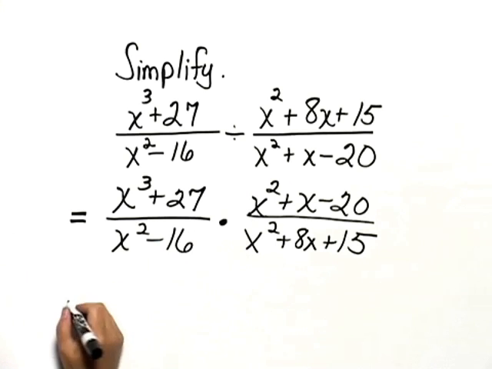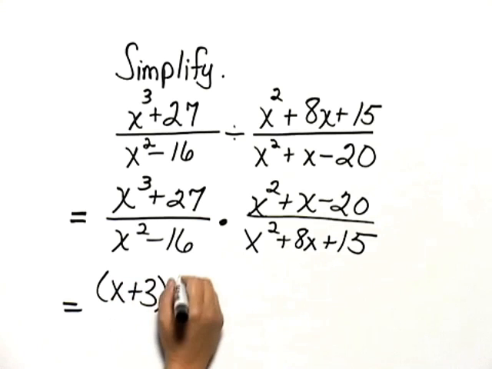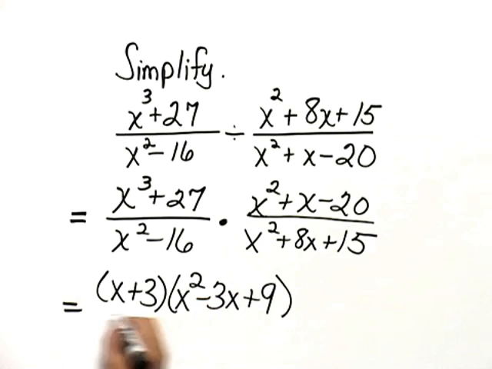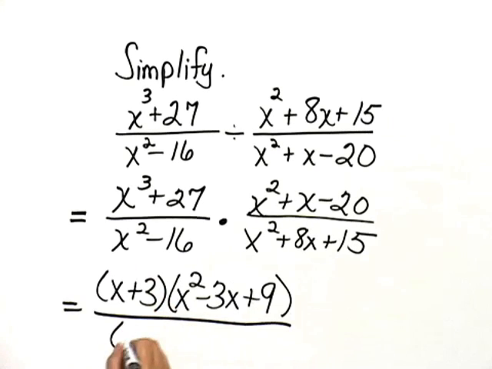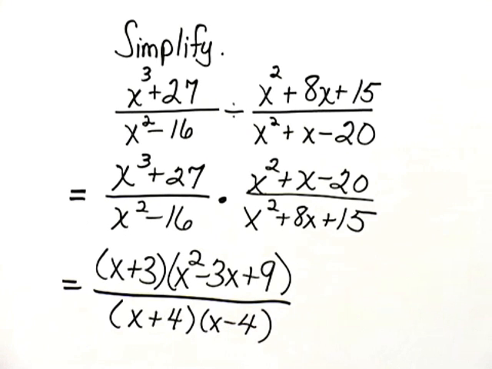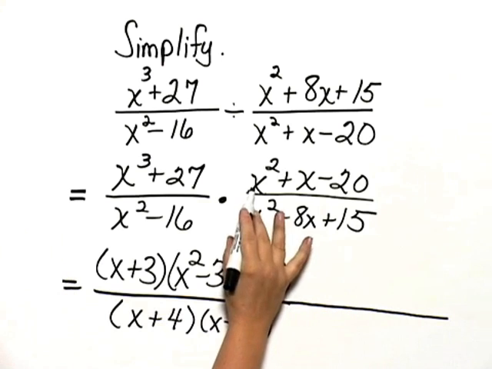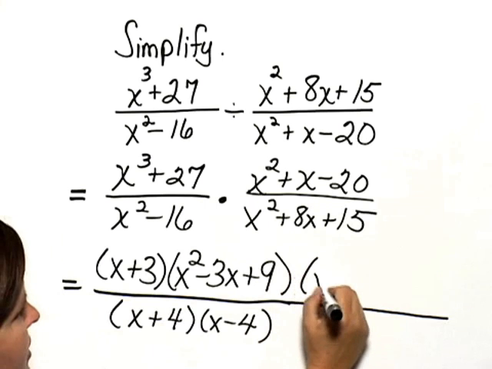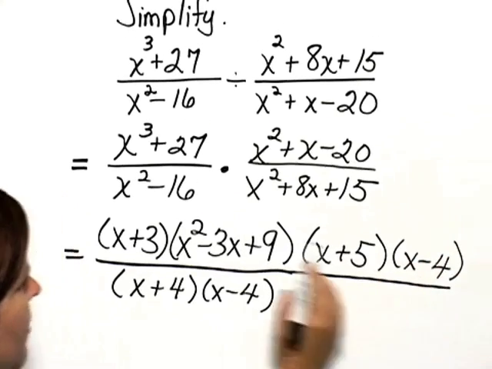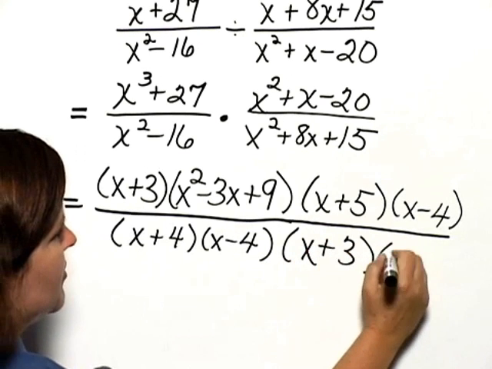Now we're going to factor. This is a sum of cubes, which factors into x plus 3 times x squared minus 3x plus 9. And in the denominator we have x plus 4 times x minus 4. And we're going to be multiplying the numerators anyway, so let's extend that and we'll write the multiplication as we factor. X squared plus x minus 20 factors into x plus 5 times x minus 4. And x squared plus 8x plus 15 is x plus 3 times x plus 5.